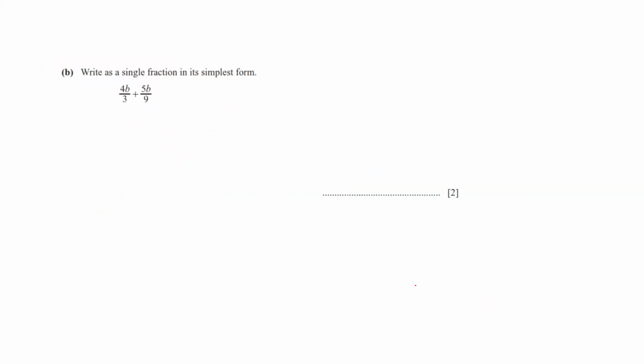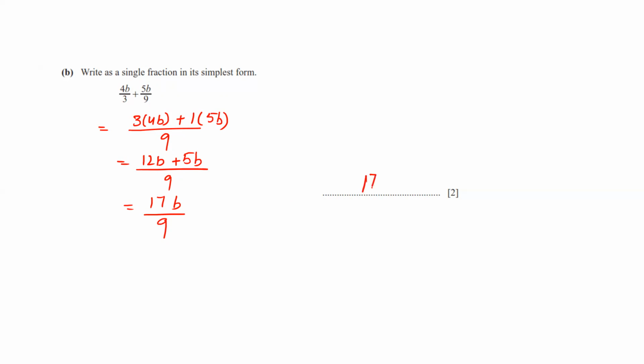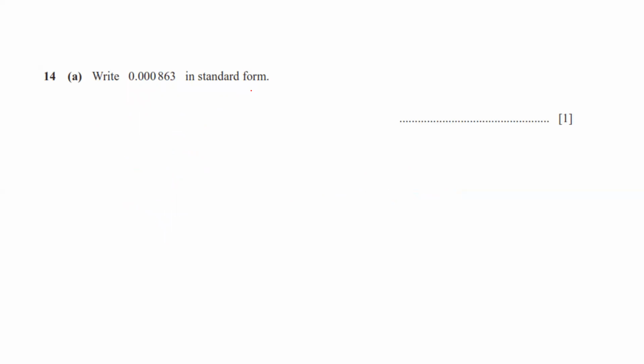Moving ahead, part B, it says write as a single fraction in its simplest form. So single fraction, again, take the LCM. The LCM is 9, 3 into 3, and 3 multiplied by 4b plus 1 multiplied by 5b. So 12b plus 5b divided by 9. So this is 17b divided by 9, and this is the simplified form. That is the answer. Next, it says write in the standard form.